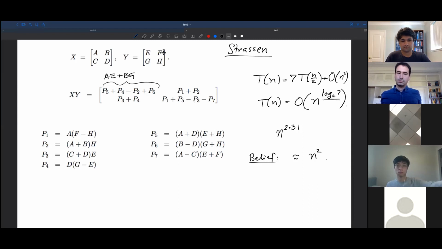Eventually, at the bottom of the recursion, you will just do standard matrix multiplication. So when the matrices are small enough, you might just go ahead and multiply row times column, and that might be fast enough. Thank you. Yeah, sure.